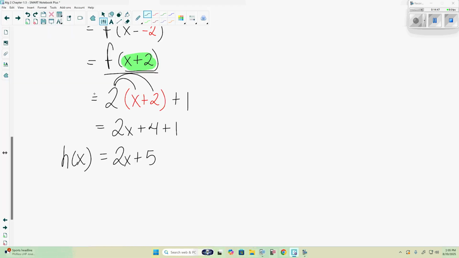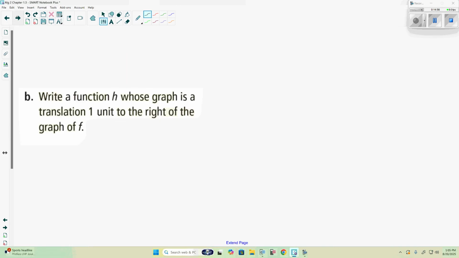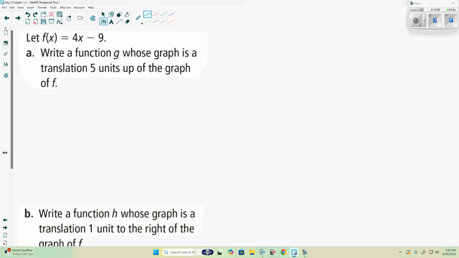Kind of, not hugely involved, but this here is our function. Questions on this here? We're going to look at more. We're not done just yet. Let's look at the next one.